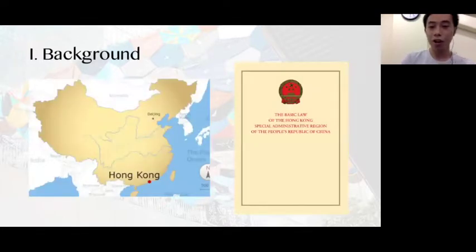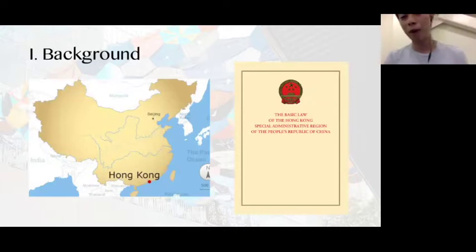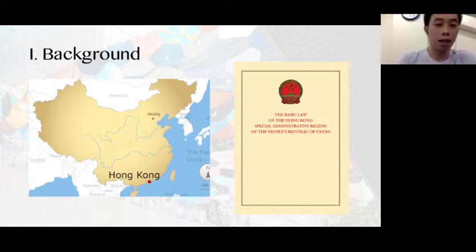So let's talk about the background first. Hong Kong was a colony of the UK, the United Kingdom, for more than 150 years. Since the 19th century, the 1890s, the UK had a war with China. At that time, it was called the Qing Dynasty, and the Qing Dynasty lost. So Hong Kong was ceded to Britain.